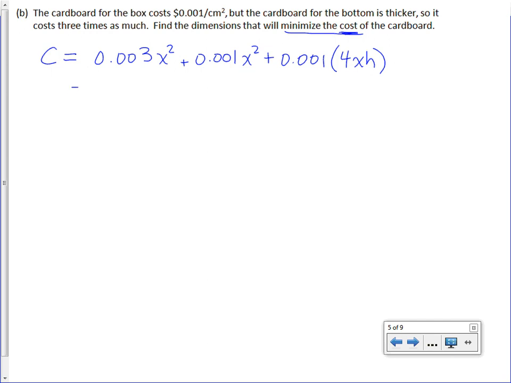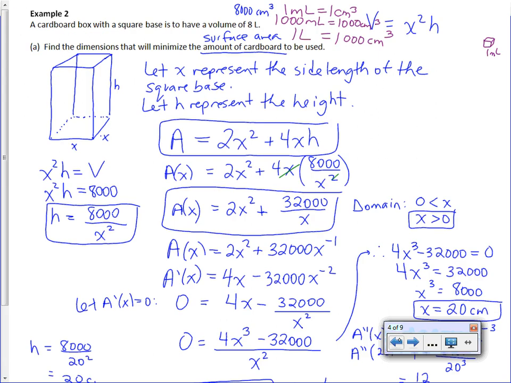So look at what we've got here. 0.003x squared plus 0.001x squared is 0.004x squared, like terms, right? 0.001 times 4xh is going to be 0.004xh. If you get everything else from this point forward, it is identical to how we solved this, right? We're going to replace h with this thing. We're going to simplify. We're going to take the derivatives, take the zeros of it. But now it's not going to work out to the same number anymore.